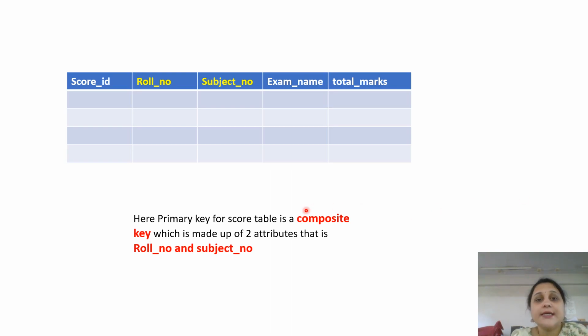See here, students, we have this score table. Here again the primary key is roll number and subject number. These two columns together form a primary key, hence it is called a composite key. Why a composite key? Because it is made up of two columns. Then exam name and total marks are the new columns we have added today.